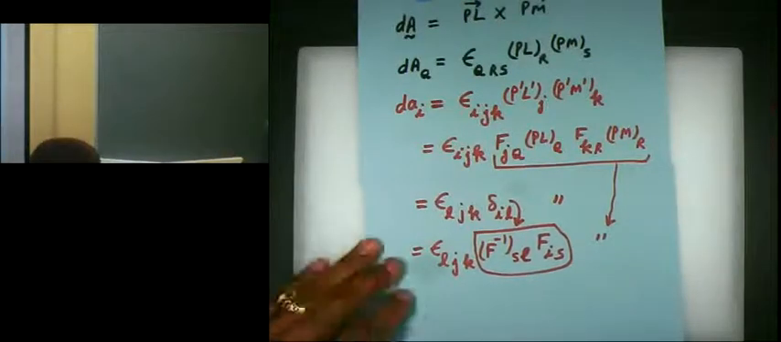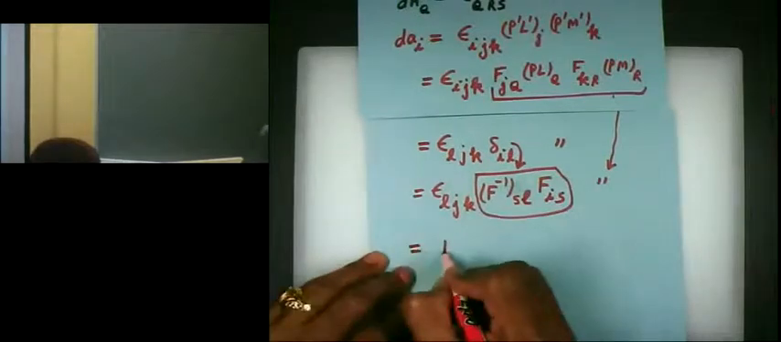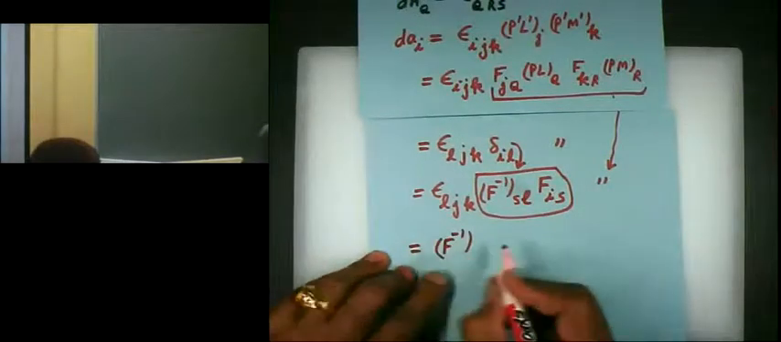F is invertible. Determinant of F is assumed to be positive. So this step is permissible. It's mathematically allowed. Of course, I have a purpose in doing all this. Otherwise, I won't be wasting your time. Now let me copy that stuff. So I have F inverse S L.